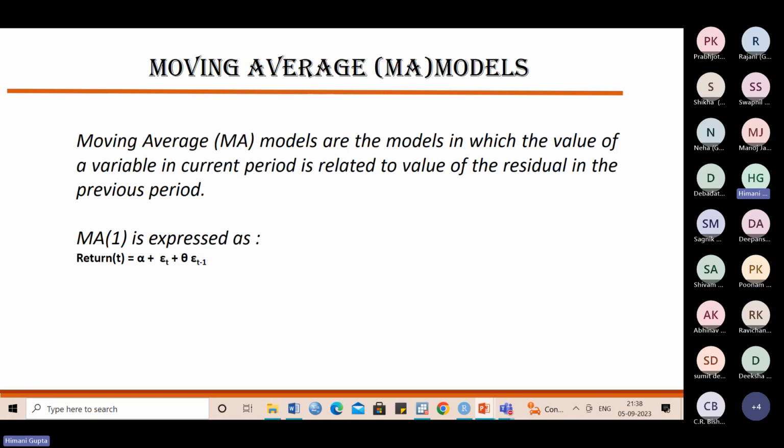If I am talking about the previous day's residual, it will be MA1. If I take 2 days back, it will be MA2, and similarly MAP.